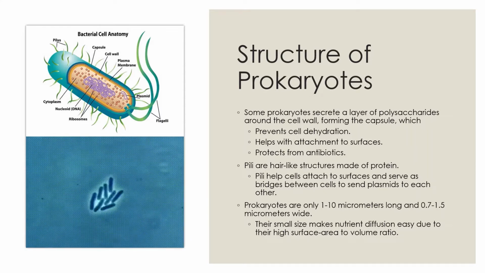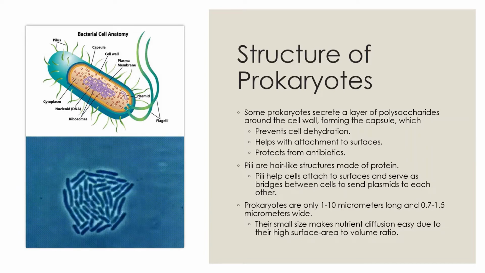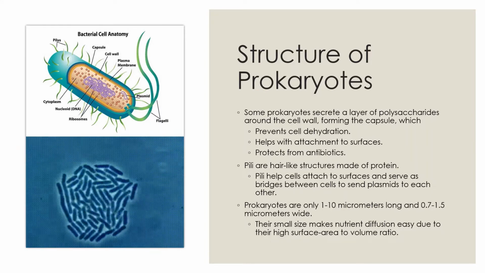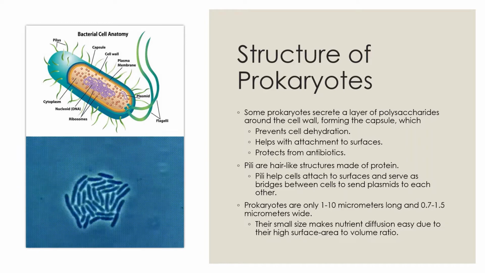Pili are hair-like structures made of protein. Pili help cells attach to surfaces and serve as bridges between cells that send plasmids to each other. Prokaryotes are only 1 to 10 micrometers long and about 0.7 to 1.5 micrometers wide. Their small size makes nutrient diffusion easy due to their high surface area to volume ratio.